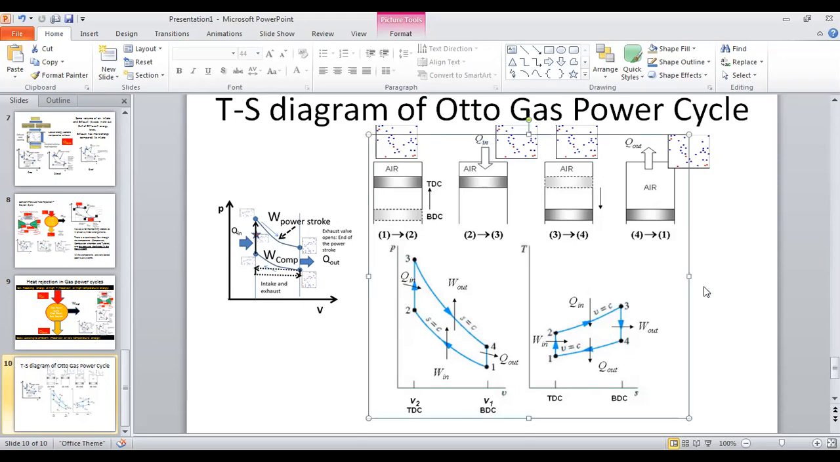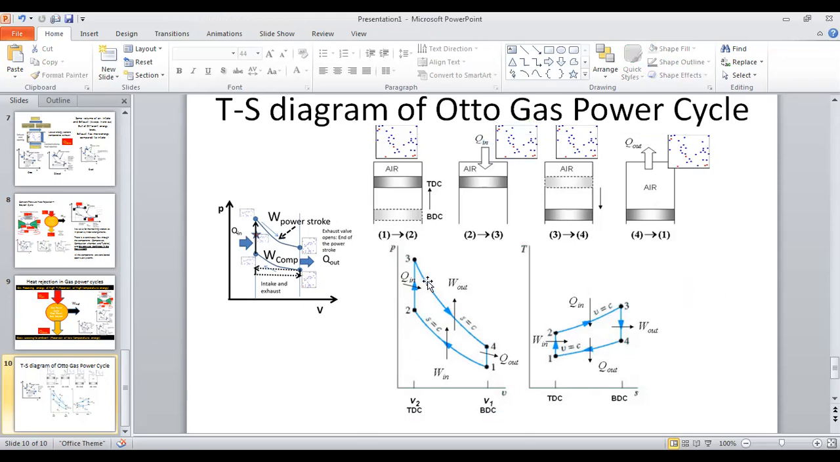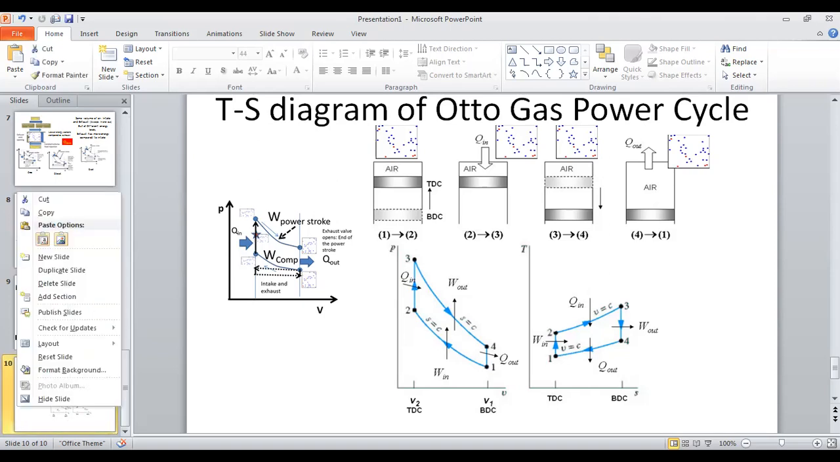So in the exams, for a given PV diagram of the Otto cycle, if we ask you to sketch the TS diagram, you should be able to do this. That's why it's important.